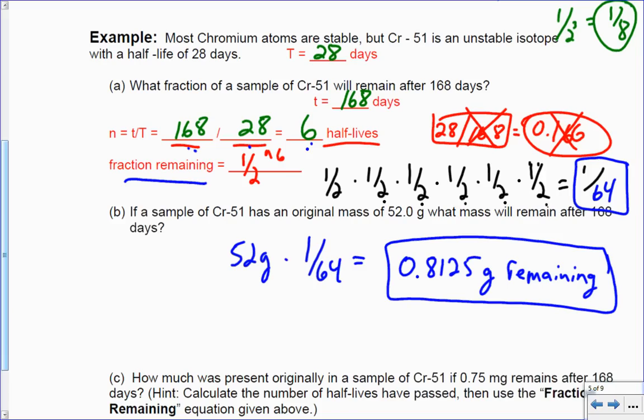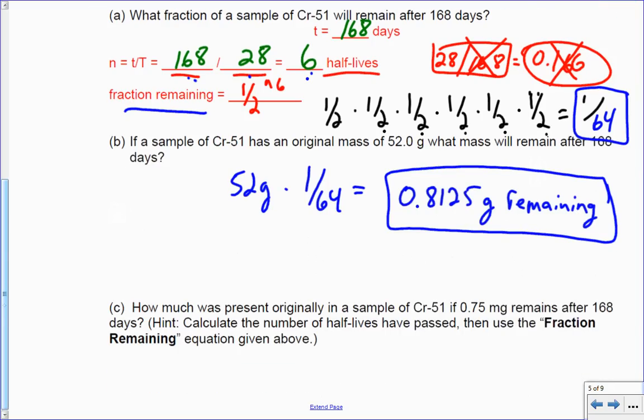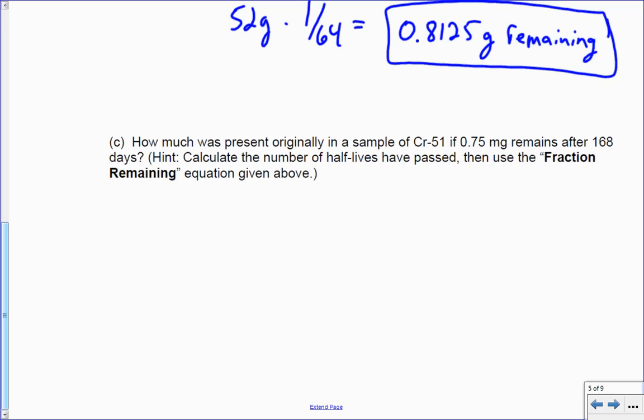So in that example, we just did basically all the math you're going to have to be able to do. Okay. C, how much was present originally of a sample of Cr-51 if 0.75 gram remains after 168 days? Hint, calculate the number of half-lives that have passed. Use the fraction remaining from above. Well, we just did this. We just did 168, correct? And 168 was 6 half-lives.